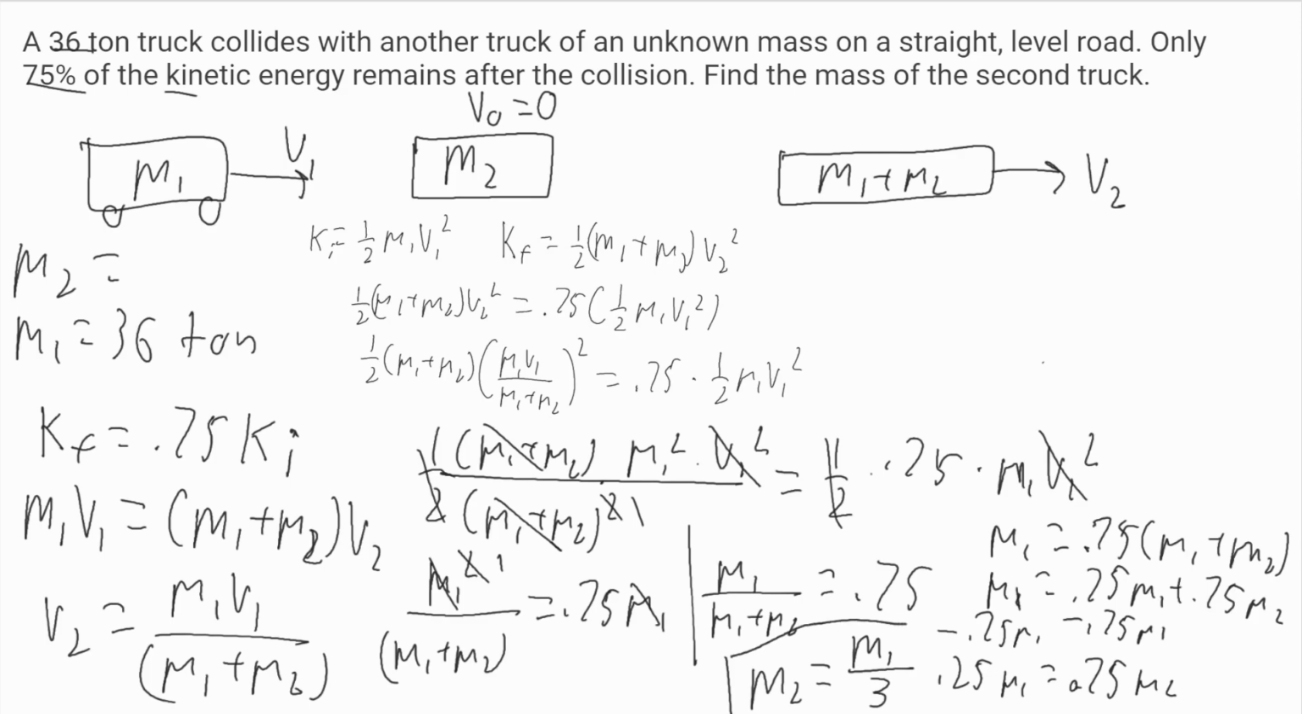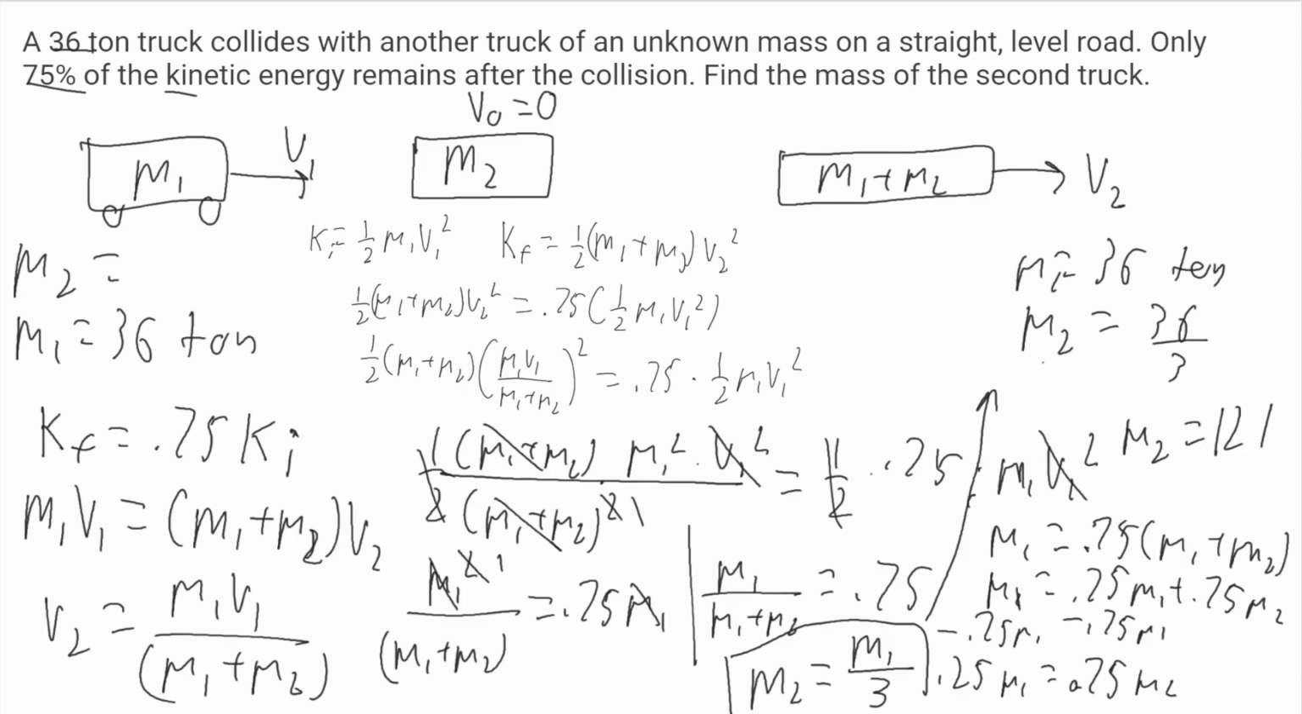Now we know that m1 is 36 tons. So m2 will be 36 over 3. m2 will be 12 tons. So that is your final answer.